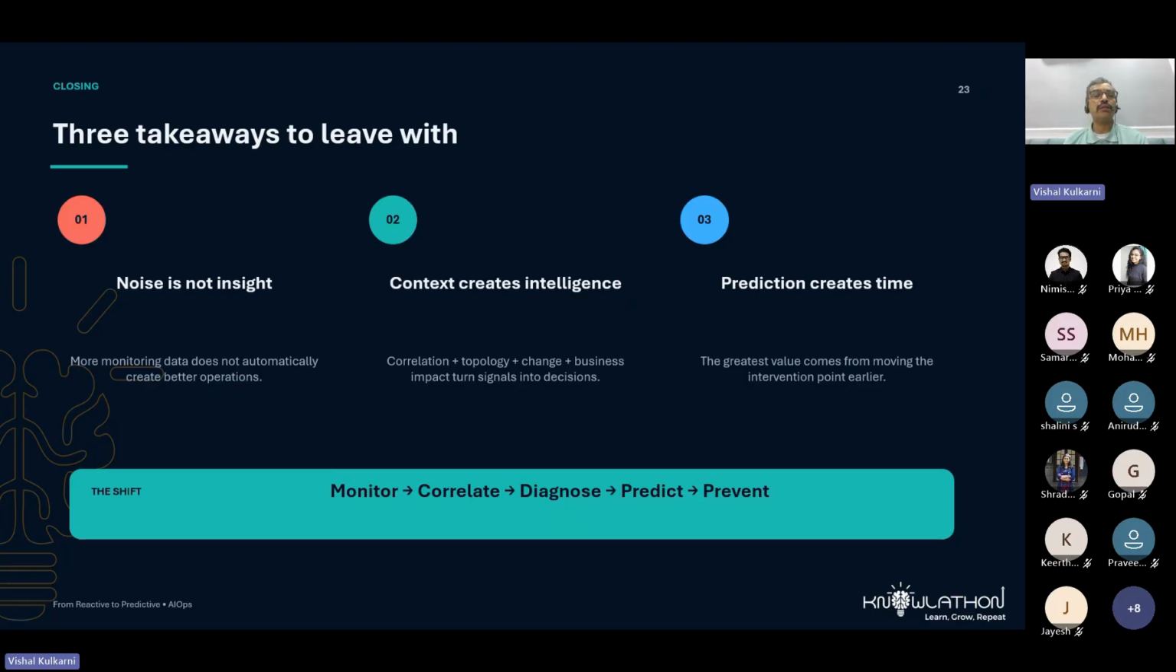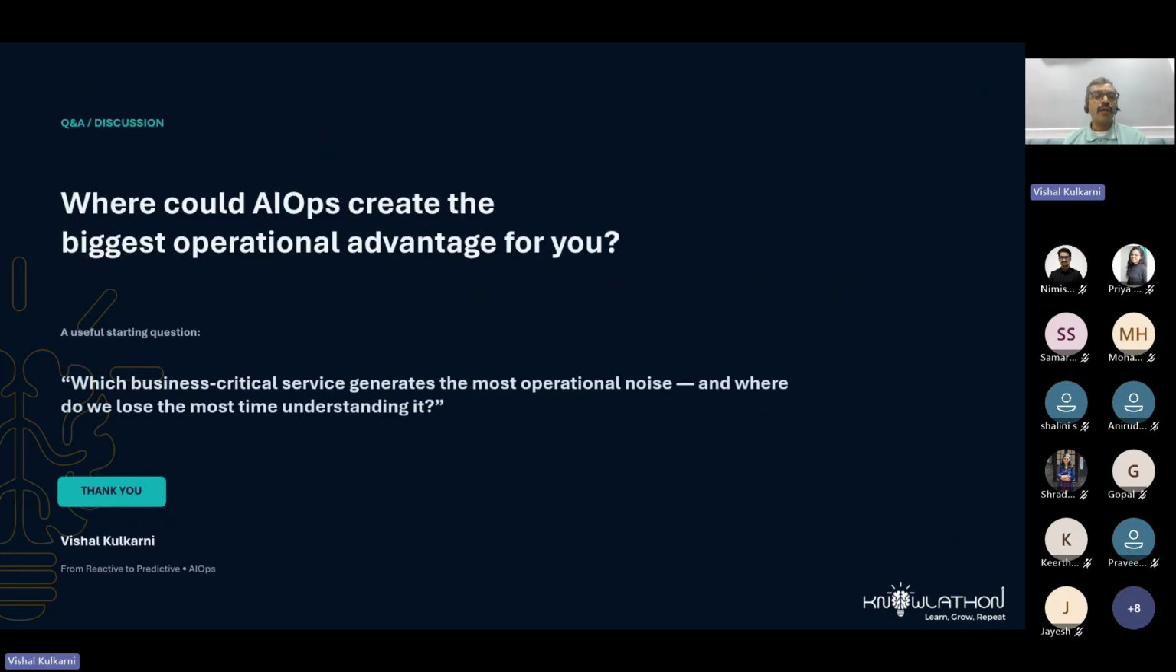And the last takeaway is prediction creates time, right? The great value comes from moving the intervention point earlier. And the shift is all about moving from monitoring to correlate to diagnose to predict to prevent, right? So that's the journey which we are staying focused on. And definitely, I'm opening up a forum for a quick Q&A. If you have any questions, I would be more than happy to answer them, right?